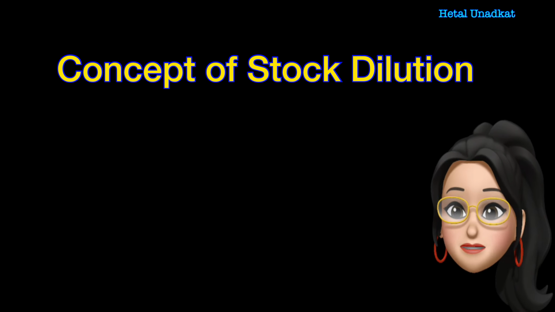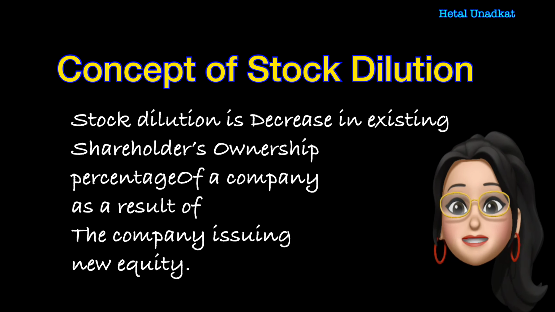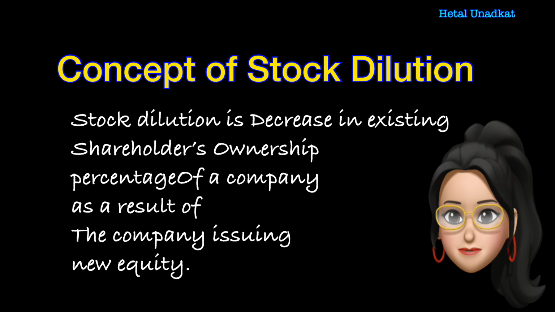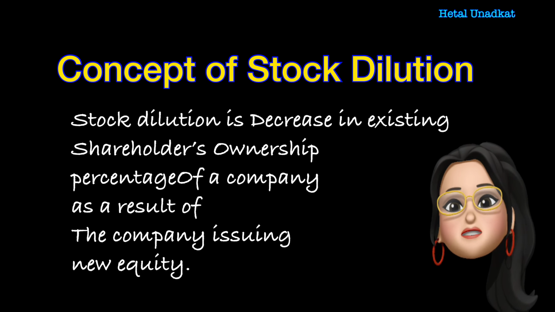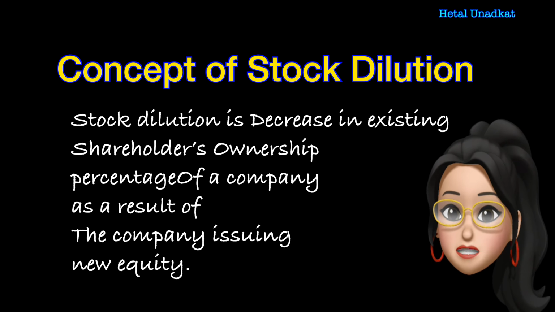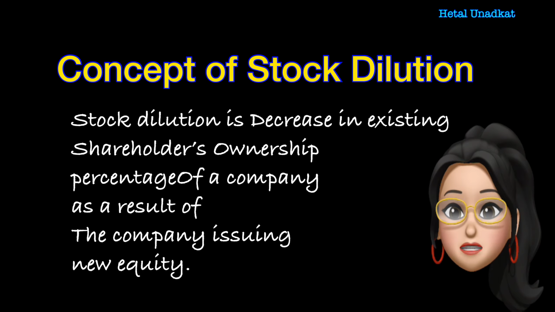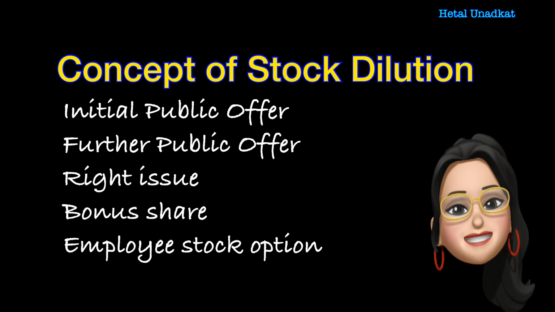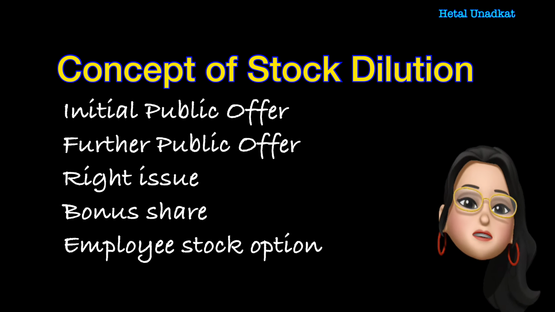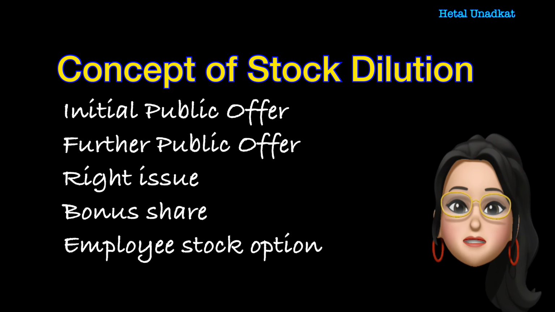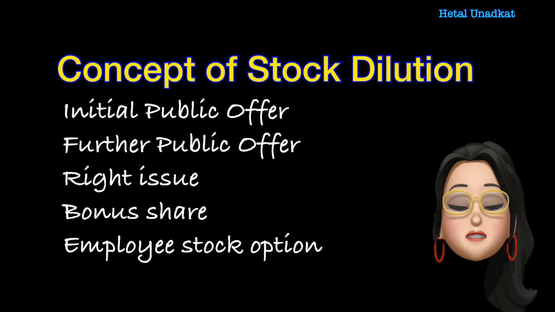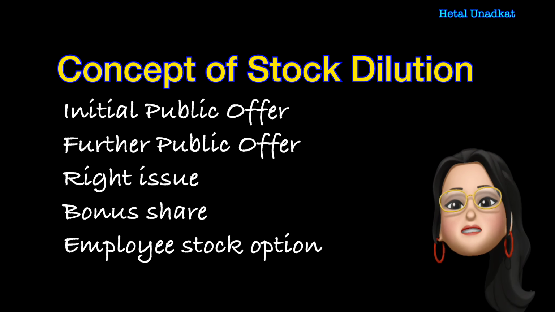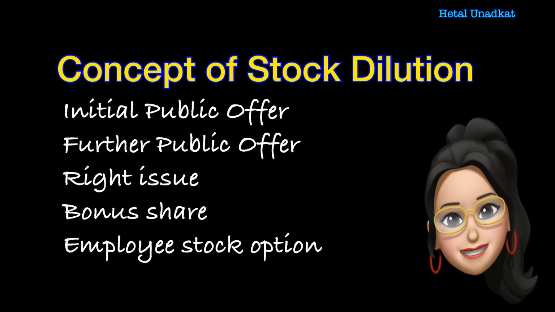So, what did we learn from this explanation? That stock dilution is the decrease in existing shareholders' ownership percentage of a company. Why? Because the company is issuing new shares in the market. By issuing new shares, the total outstanding shares will have a dilutive effect on the existing shares of the company. The number of shares can be increased in several ways: the company can make another public offer, employee stock options, or certain rights issues which are not subscribed by existing shareholders. So there are many ways to issue shares in the market after the initial public offer.